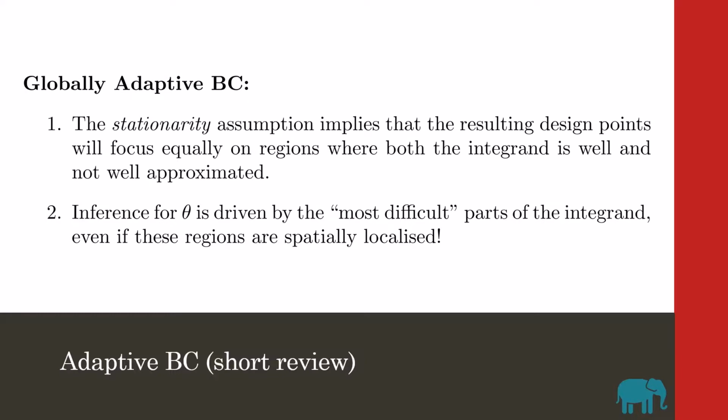Okay, so what are the issues of this from an adaptive point of view? Well, the stationarity assumption implies that the resulting design points will focus equally in regions where the integrand is both well and not well approximated. And that's really because stationarity assumes uniform statistical properties over the domain. And furthermore, inference for θ, so these parameters that determine the kernel and the mean, is driven by the most difficult parts of the integrand.